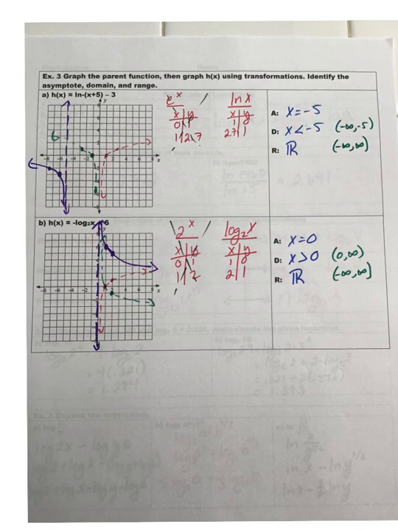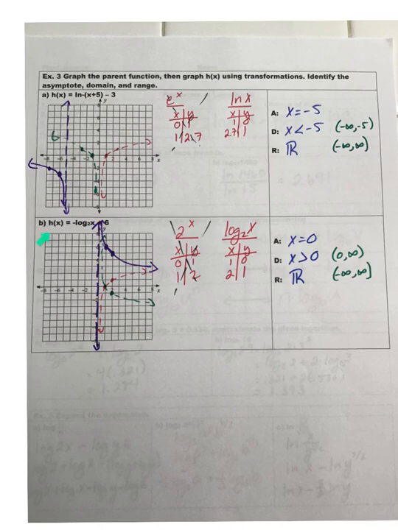X equals negative 5. Domain, well, we're to the left of the asymptote. So x is less than negative 5. And the range for log functions is always all real numbers, so we like that. We don't have to think about it.